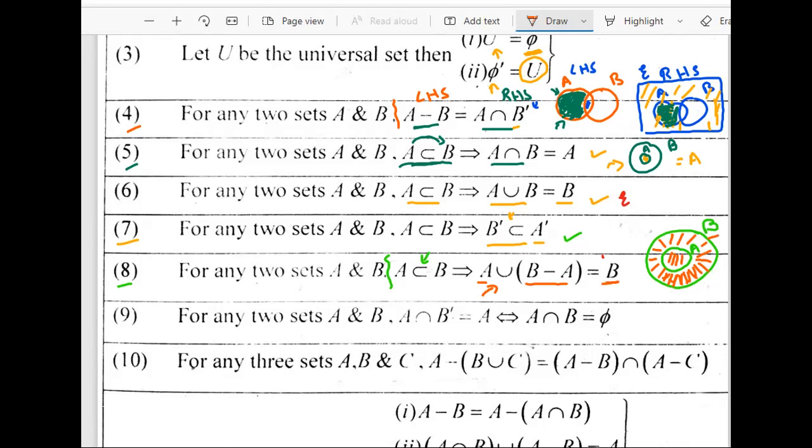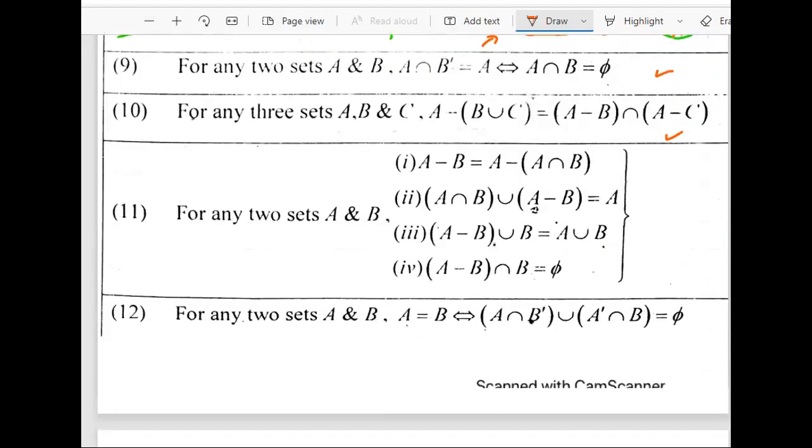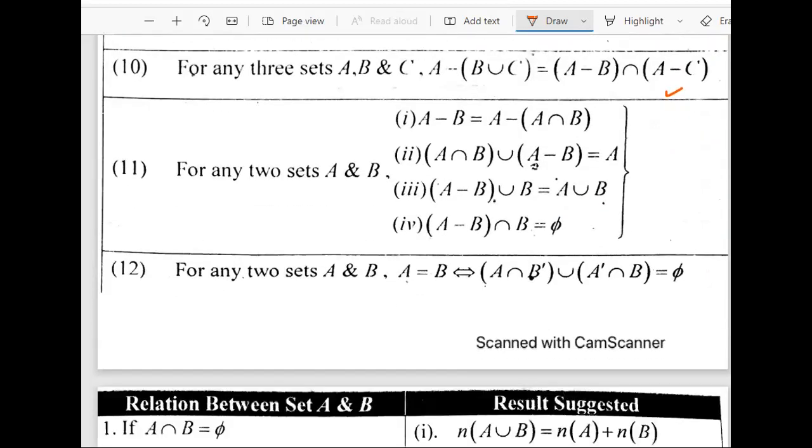I want you guys to prove the ninth and tenth as homework. You certainly would be able to. If not, I'll prove them tomorrow. Let's talk about the next things which we have in this. Now we have the eleventh one.